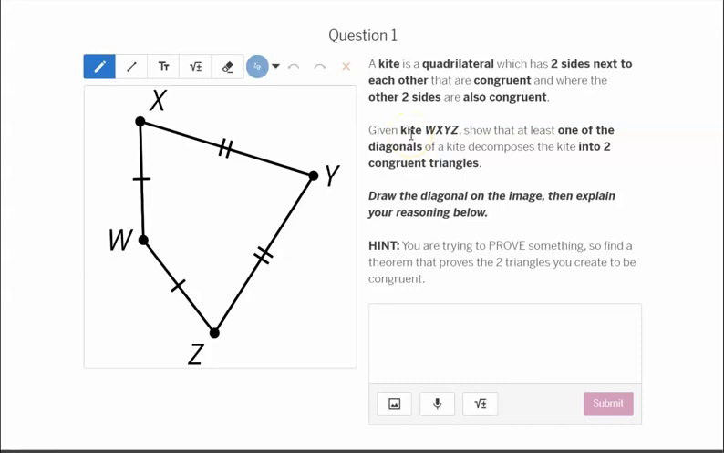Given kite WXYZ, show that at least one of the diagonals of a kite decomposes the kite into two congruent triangles. Draw the diagonal on the image, then explain your reasoning below. So what we're going to do first is draw a diagonal. Now we have two options for a diagonal. This would be one of the diagonals.